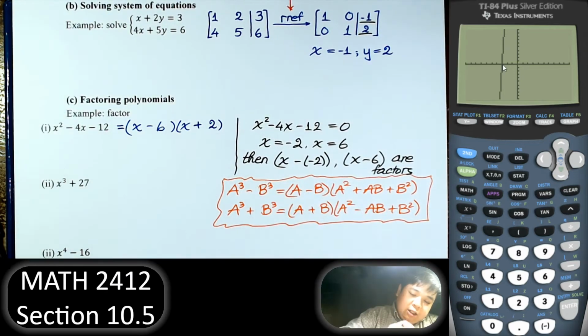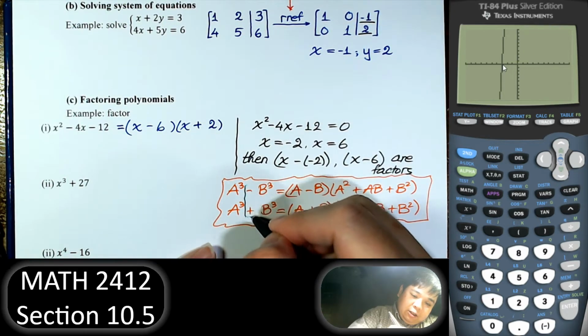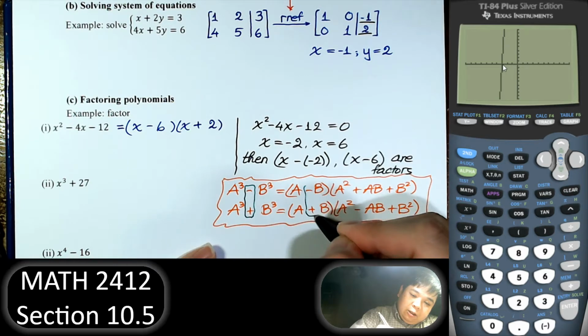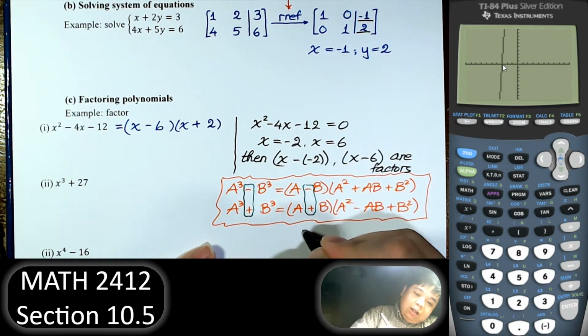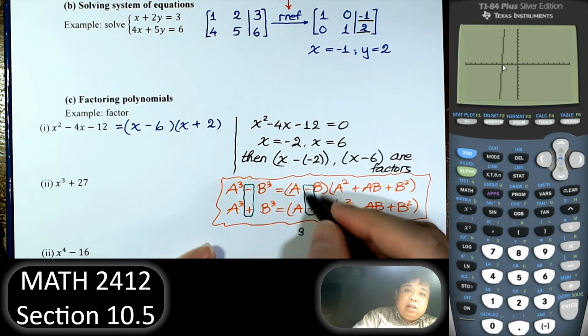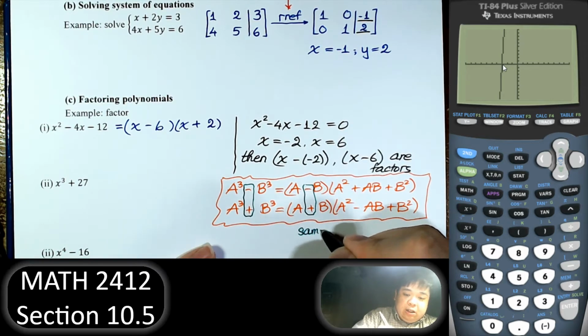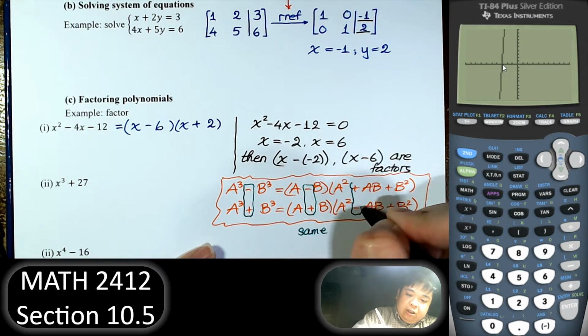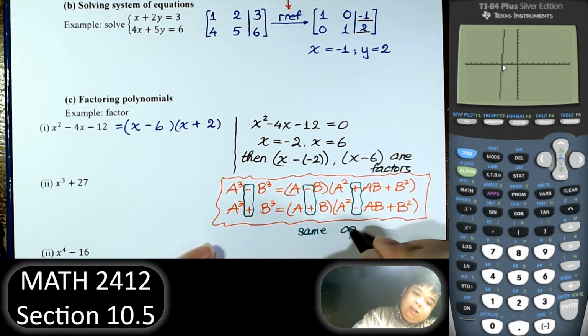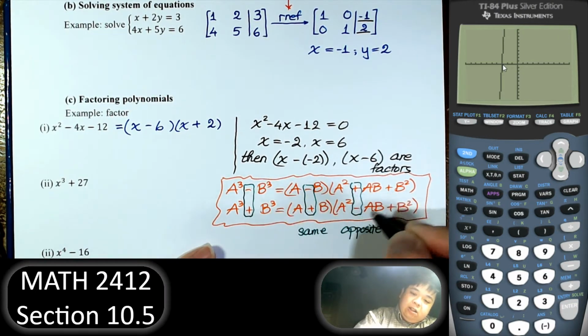What we see here is that in the first factor we have the same sign. Next we have the opposite sign as this, and the last one is positive.